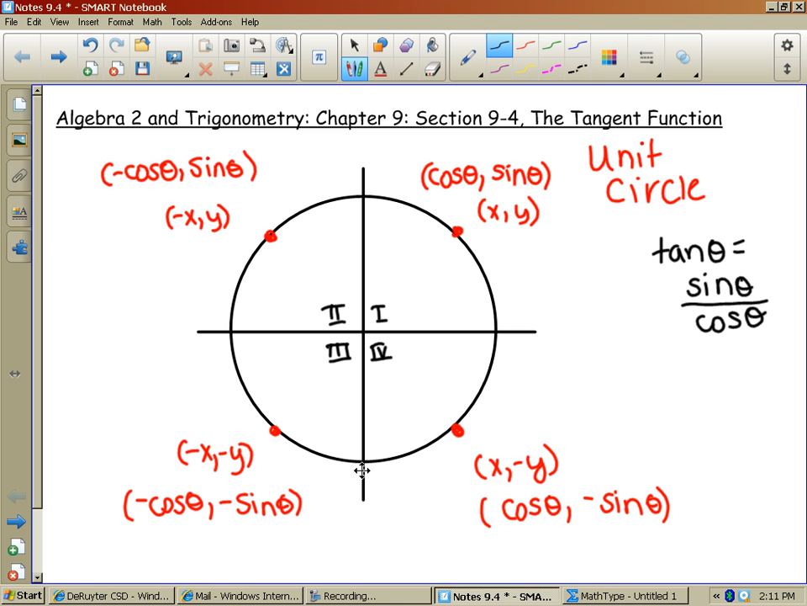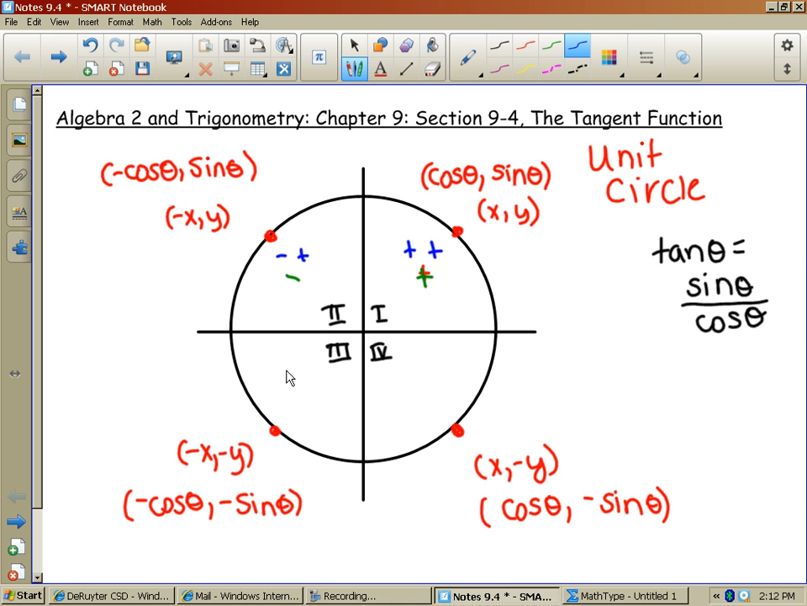And let's talk about the values. So in the first quadrant, cosine is positive, sine is positive. Tangent is sine over cosine, so positive divided by a positive. So tangent is also positive. Let's make that green. Second quadrant, cosine is negative, sine is positive. So if we divide those two, then tangent is negative.